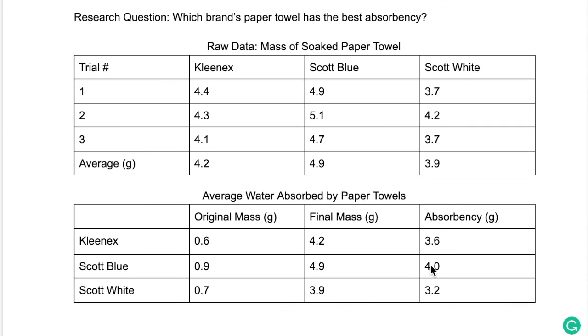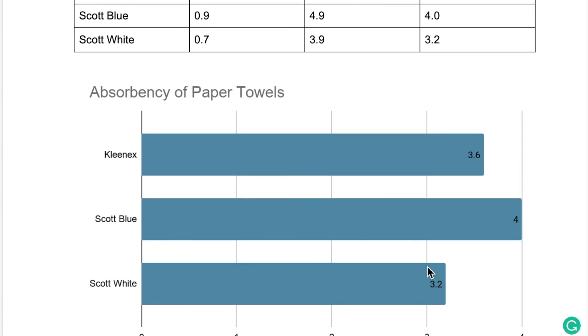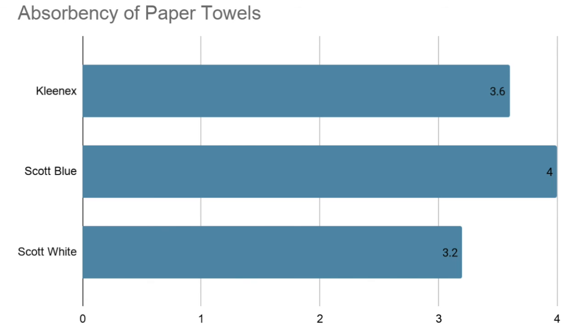However, simply looking at this, you would have to compare the numbers, but a better way to represent this is a bar graph. In a bar graph, the data is compared by the height or length of the different bars. You can see clearly that compared to Kleenex and Scott White, Scott Blue has the longest bar, and therefore Scott Blue would be considered as having the greatest absorbency. The absorbency values in grams are also shown here.